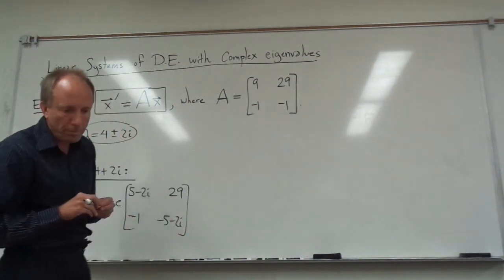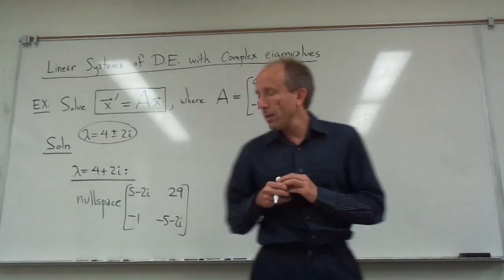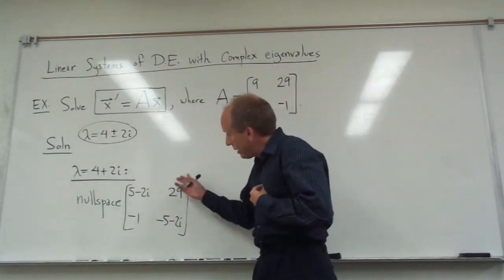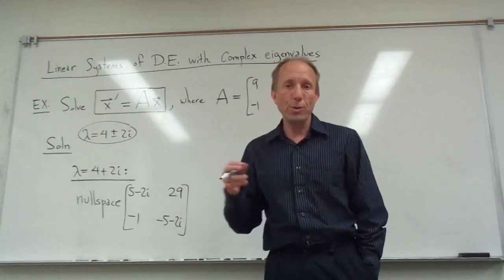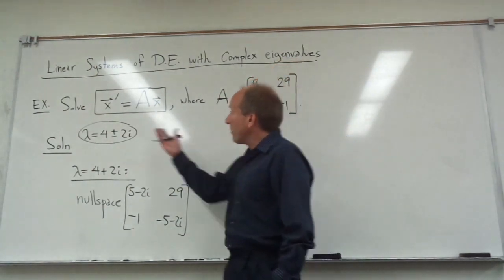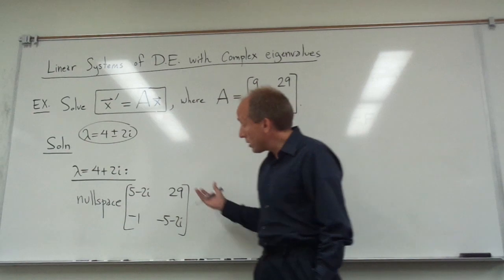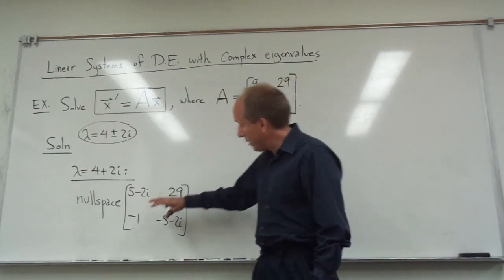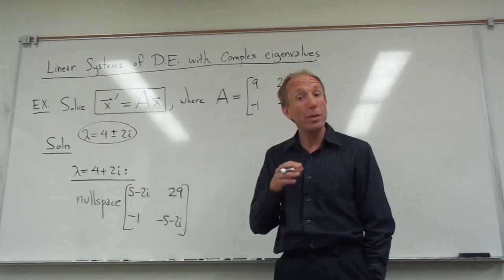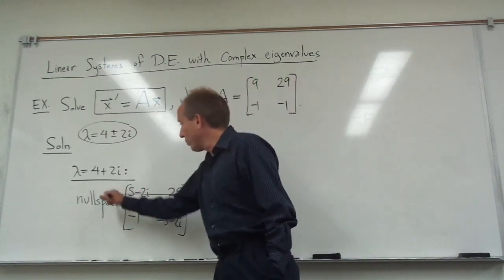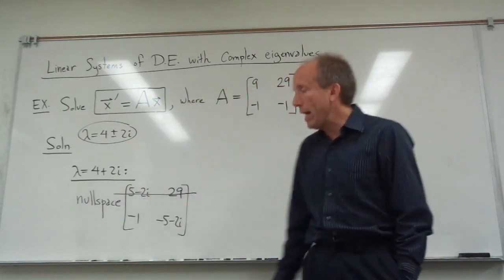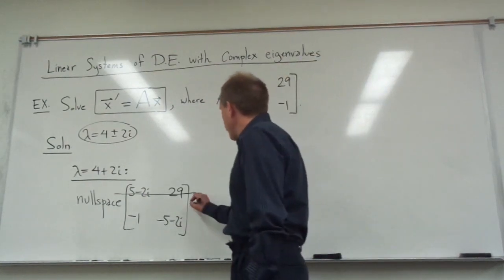All right? And as usual, these two rows of this matrix have to be multiples of each other. When we have complex numbers involved, it doesn't always look like it. It may not look like these two rows are multiples of each other, but they are. So I can cross one of them off. I usually just cross off the one that has the bigger, nastier numbers. It doesn't really matter too much.